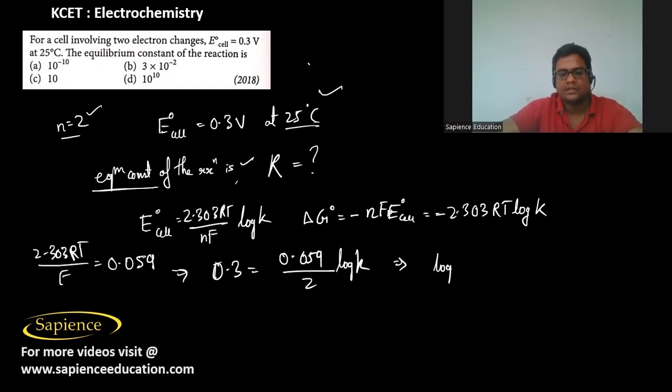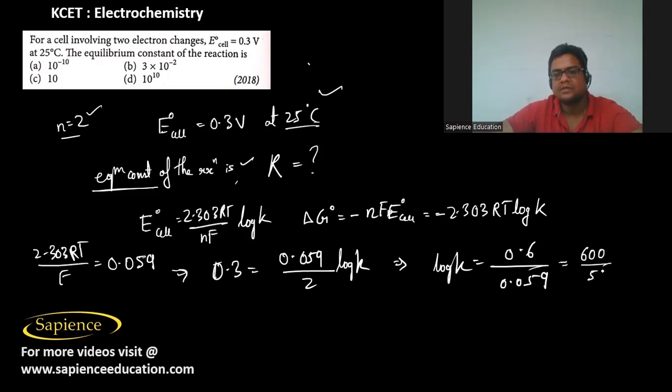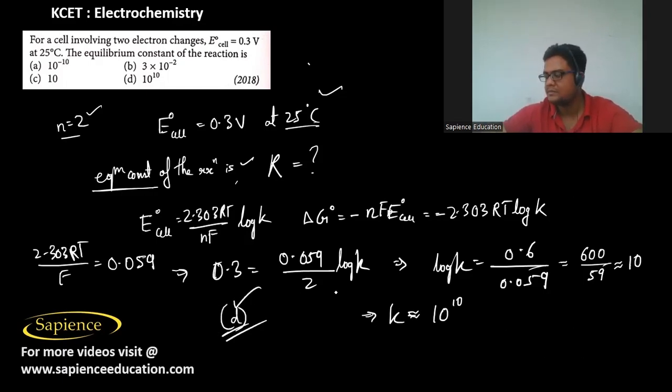So therefore log K is equal to 0.6 by 0.059. Now this we can write as approximately 600 by 59, or I can take 60 also. So it is approximately equal to 10. So therefore K will be equal to 10 power 10 approximately. So it means the equilibrium constant of the reaction is 10 power 10. So option D is the correct answer.